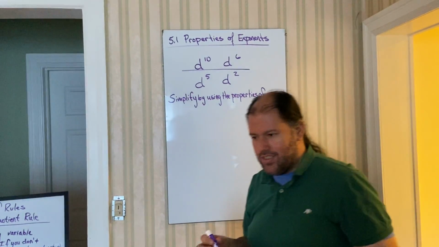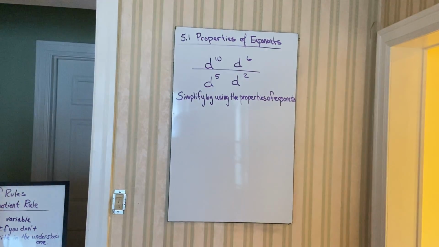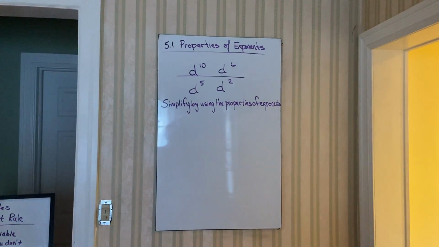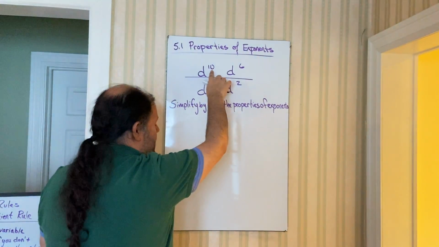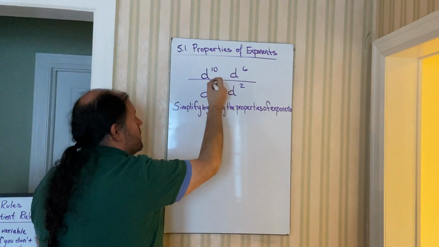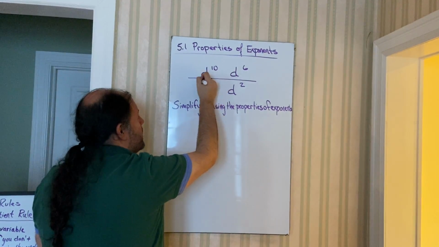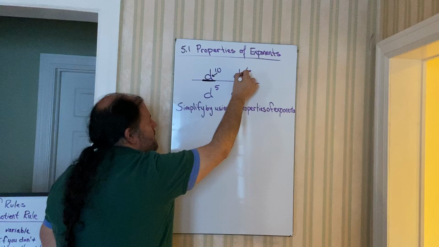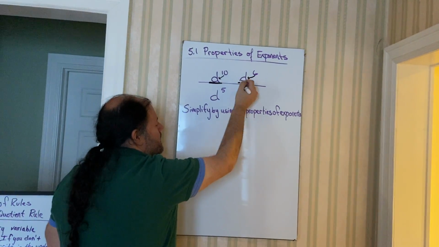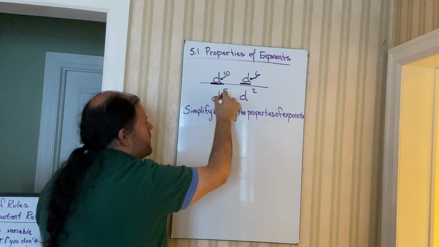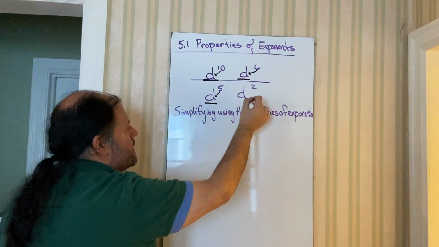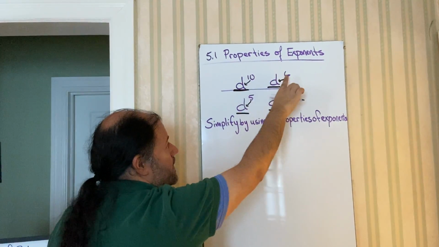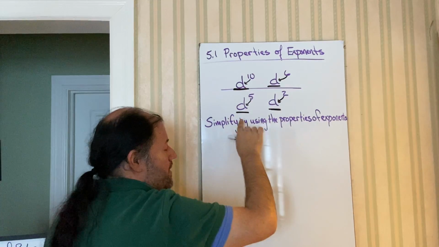Well, the first thing that we want to do is make sure you understand what our bases are. So let me start underlining our bases. We know that this 10 is an exponent. It's not a quotient. So it applies to the first thing it touches, which is the D. This 6 applies to the first thing that it touches, the D as well. This 5, first thing it touches, this D. And the first thing this 2 applies to is this D. So we have like bases on top, like bases on bottom, and then like bases going in this direction as well.